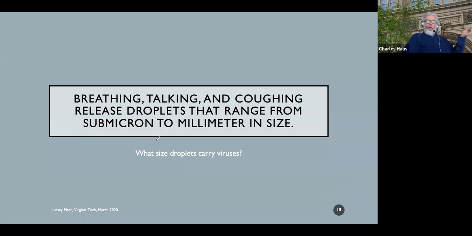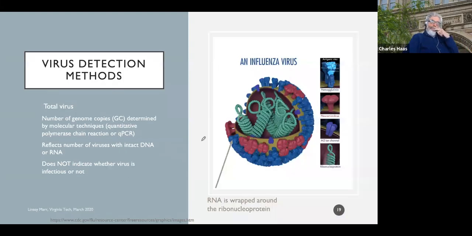So breathing, talking, and coughing release droplets that range from submicron to millimeter in size. But what size droplets really carry the virus? That's the critical question. And some of that for SARS-CoV-2 needs to be determined. Now, we may be able to make inferences from a lot of studies that have been done with related viruses. Influenza virus is another RNA virus that contains lipid of similar size to SARS-CoV-2.